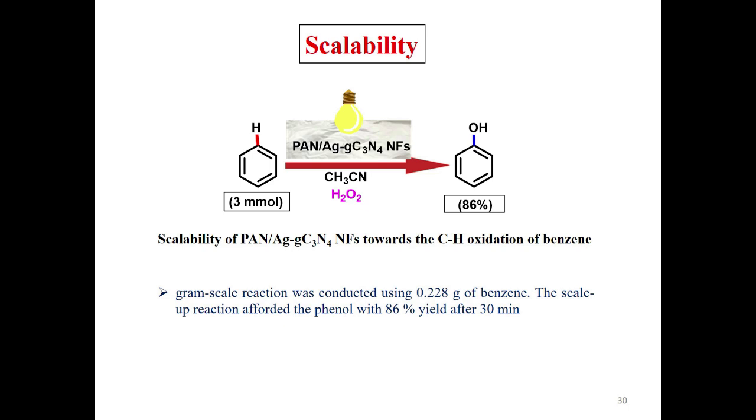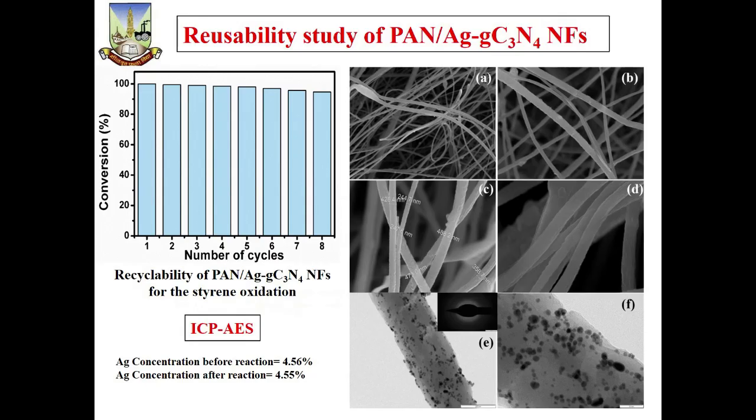Now scalability: 3 millimole of reactant in the presence of catalyst pan AgCl3N4. Simple light is being used, hydrogen peroxide, and solvent CH3CN. There is a formation of benzene alcohol, that is phenol, converted at 86%. This is how the reaction happened. A gram scale reaction was conducted using 0.228 gram of benzene. The scale up reaction afforded the phenol with 86% yield in 30 minutes.